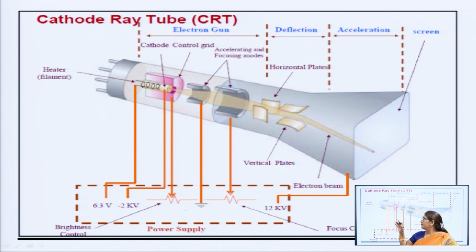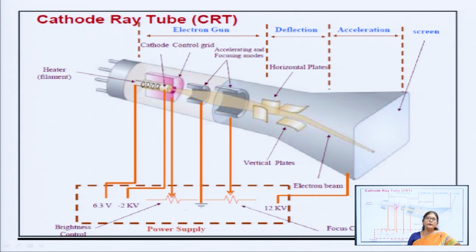Then there are the pre-accelerating and accelerating anodes. They are kept at a high positive potential, approximately 200 volts, and because of this positive potential, the electron leaving the cathode is accelerated and moves at very high velocity. Positive potential attracts electrons.